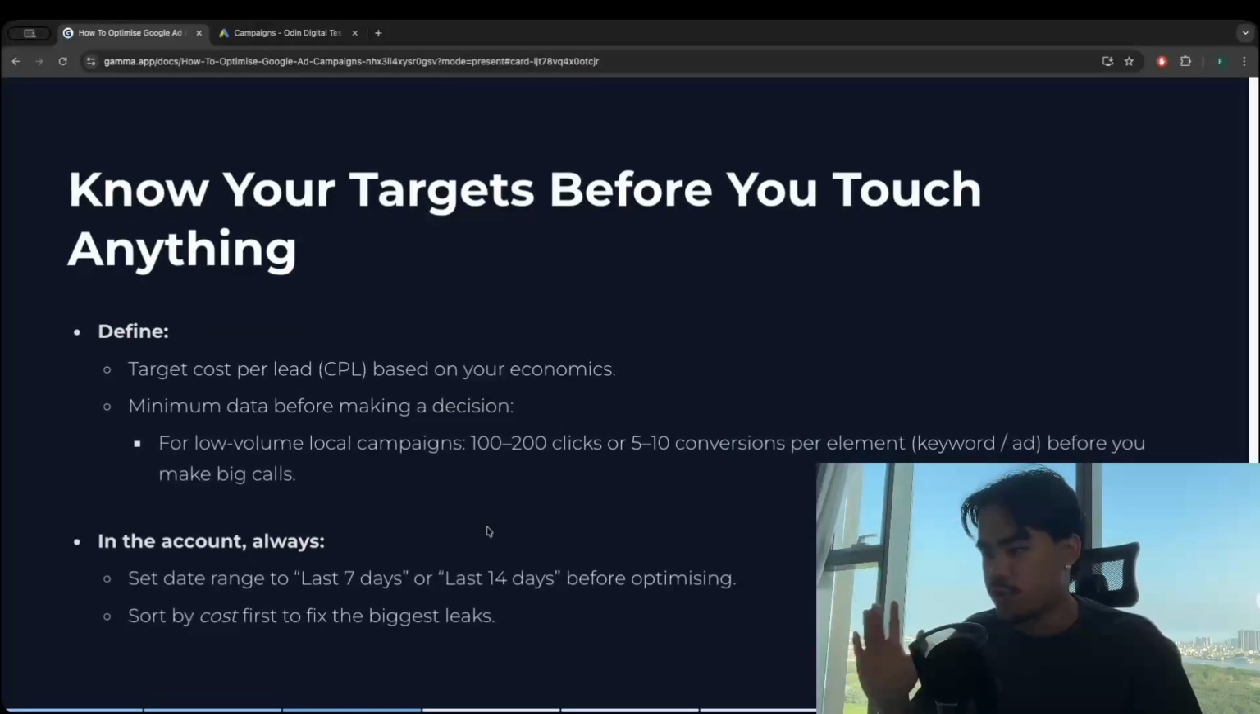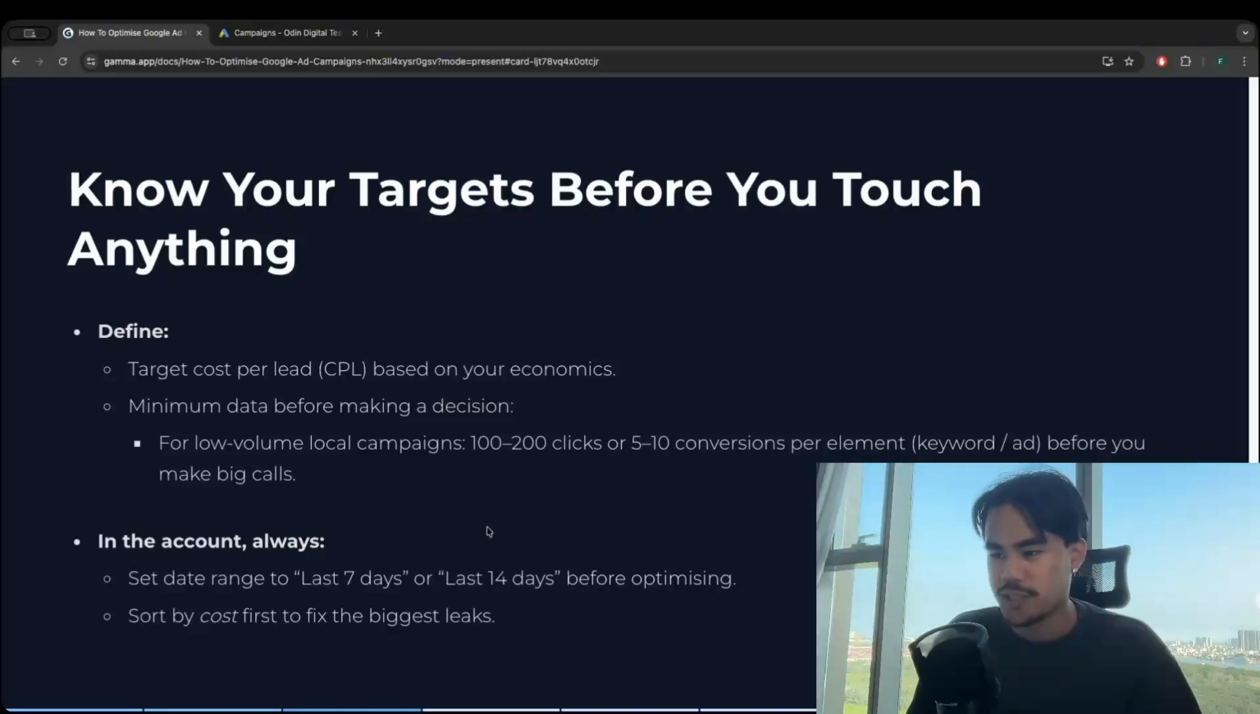So you want to know your targets before you touch anything. Before even doing optimization, you want to target your cost per lead or CPL based on your unit economics. And you want minimum data before making a decision. So, for low volume local campaigns, 100 to 200 clicks or 5 to 10 conversions per element, or keyword / ad, whatever you want to call it, before you make big calls.